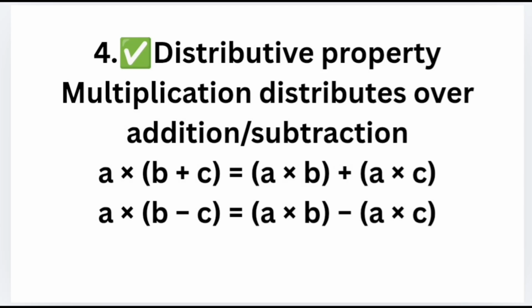Distributive property. Multiplication distributes over addition or subtraction. A times (b plus c) is equal to a times b plus a times c. A times (b minus c) is equal to a times b minus a times c.